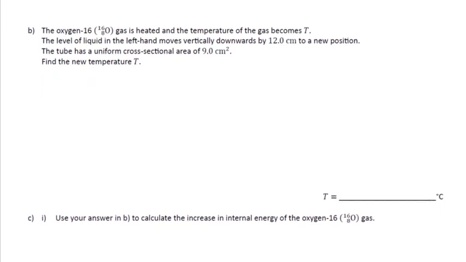So, we get part B. The oxygen 16 gas is heated and the temperature of the gas becomes capital T. The level of liquid in the left hand moves vertically downwards by 12.0 centimeter to a new position. The tube has a uniform cross-sectional area of 9.0 centimeter squared. Find the new temperature, capital T.